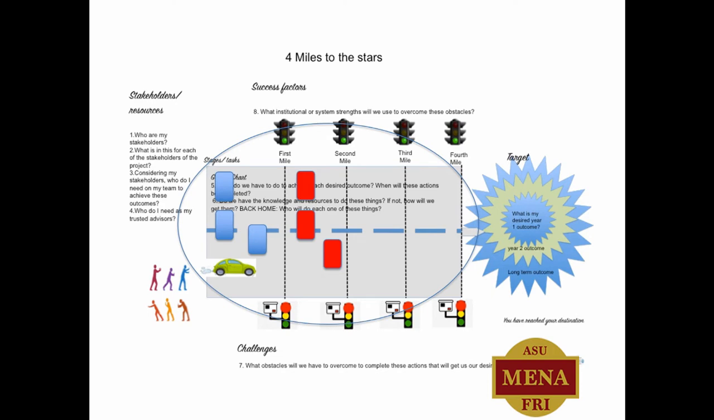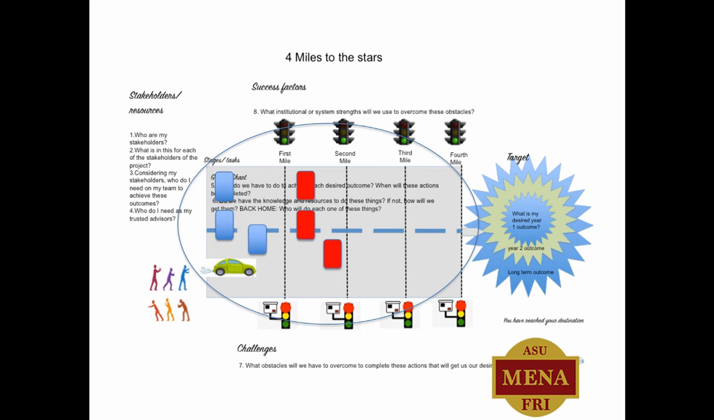Now we come to the most important part of the 4 Miles to the Stars chart. This part is where we put our tasks. For every rectangular part, you can insert your tasks for a certain period of time. If your project is 1 year long, then every rectangular part will represent 3 months. Write down every task on a sticky note.